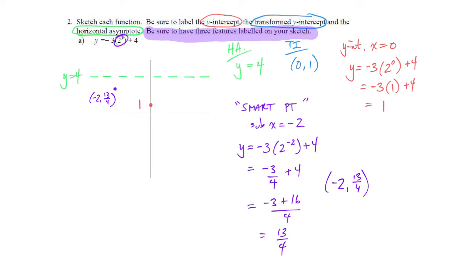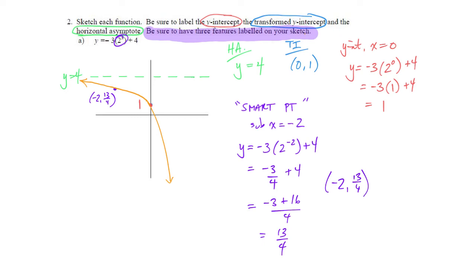I haven't defined my x scale yet, so I can pick one that makes my curve look really decent. Okay, the only thing left to do, let's connect everything. Connect your 2 points and approach your asymptote. I get to my transformed intercept, and I have a hard turn, and there is my sketch.